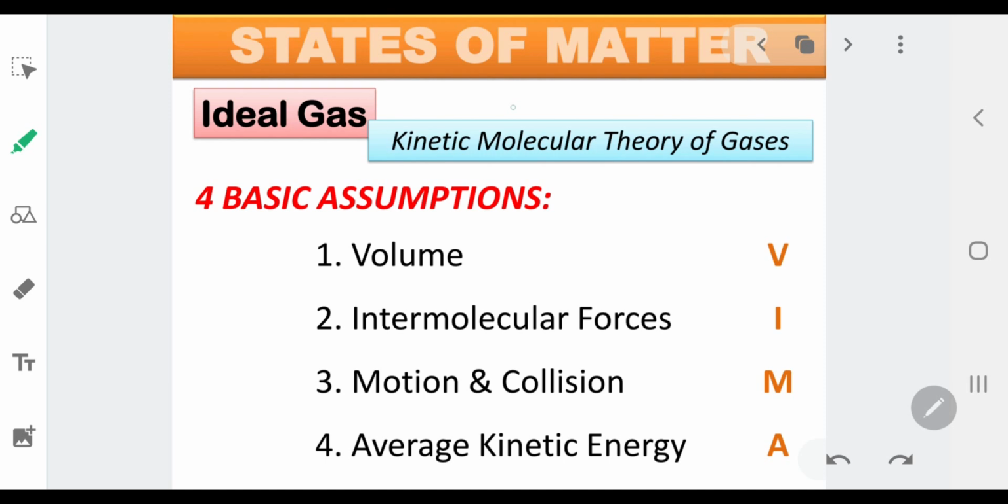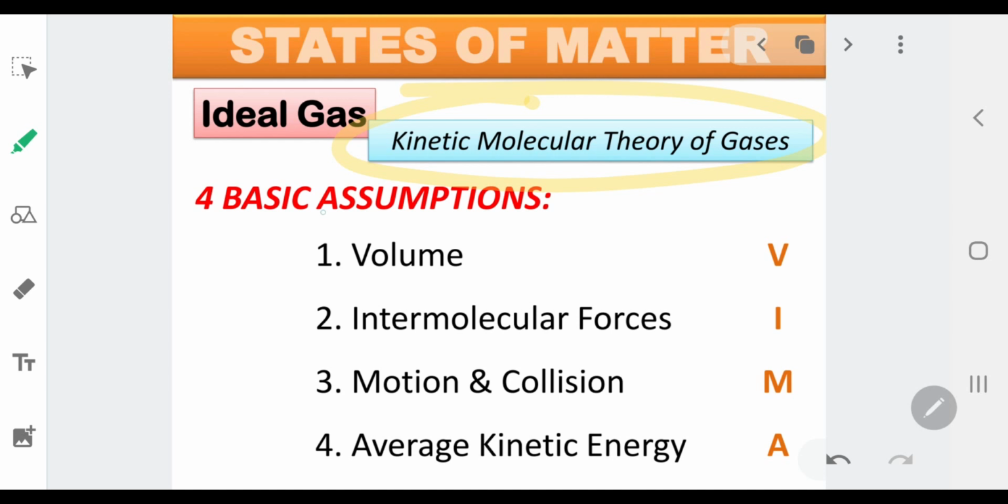So in terms of ideal gas and in terms of kinetic molecular theory of gas, there are four basic assumptions that you need to know. So these are the four most important ones. Some people are going to have 5. They're going to talk about 6. But for matriculation, we're just going to focus on these 4.